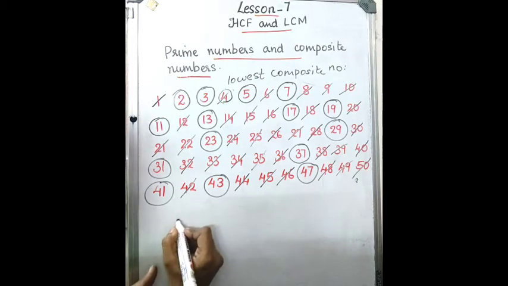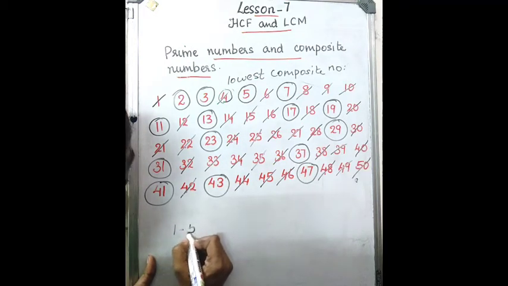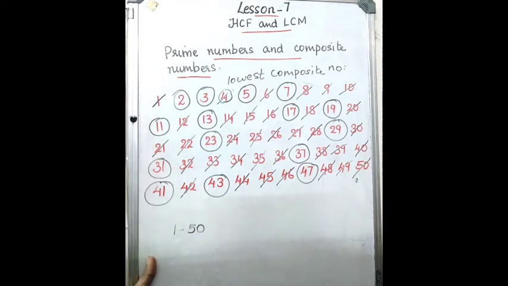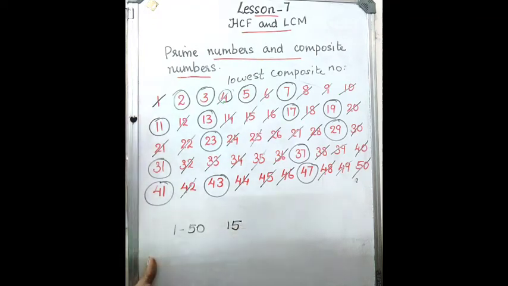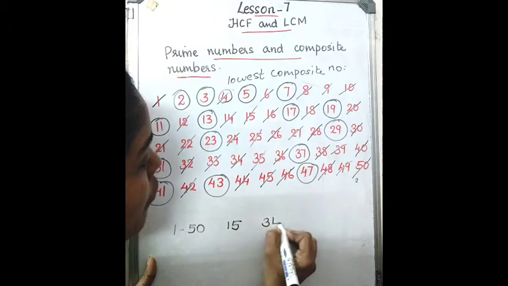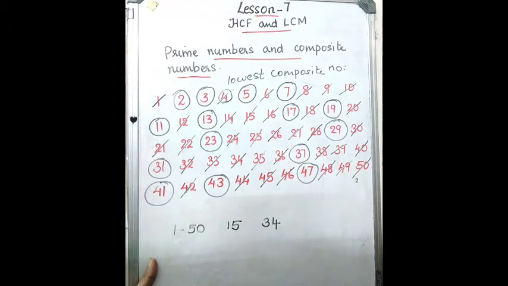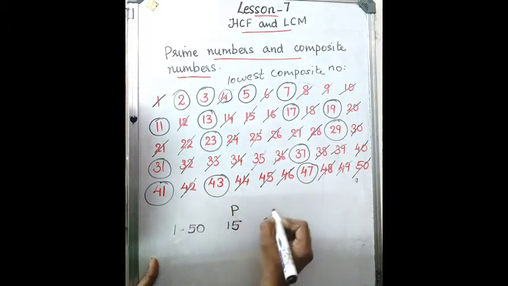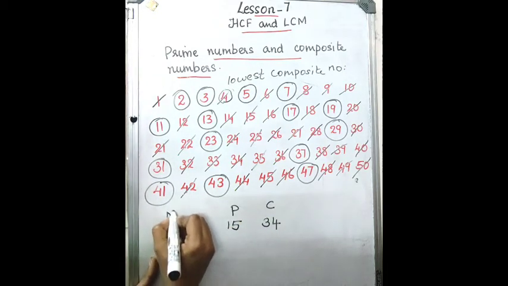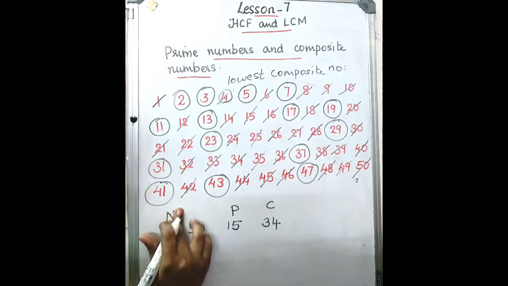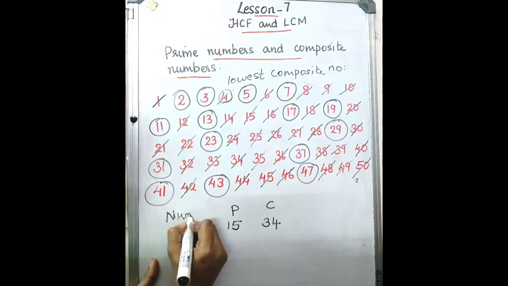So in between 1 and 50 there are 15 prime numbers and 34 composite numbers. These are natural numbers.